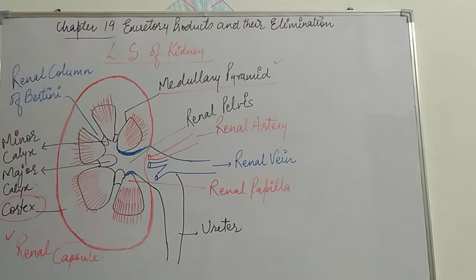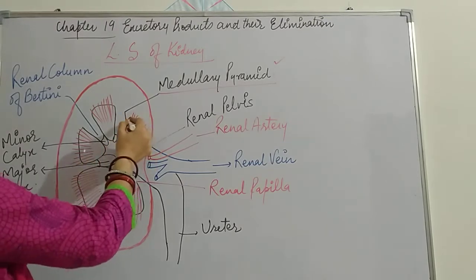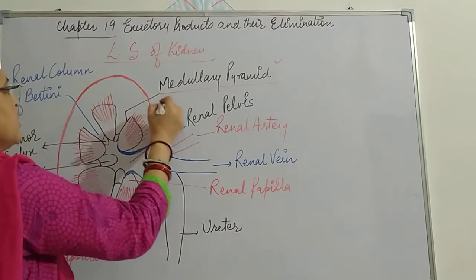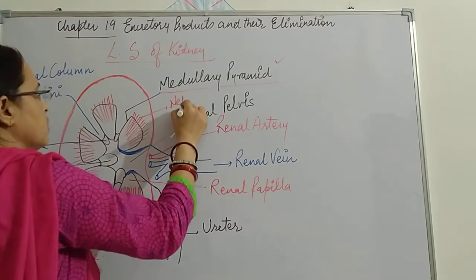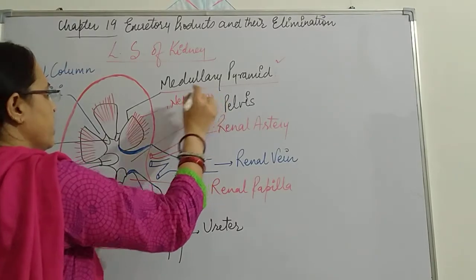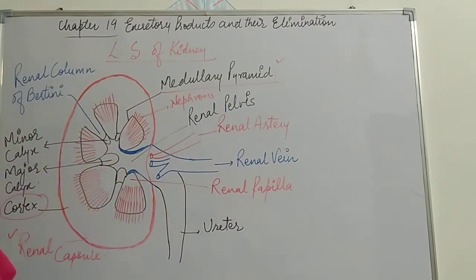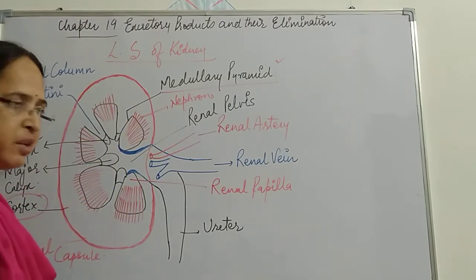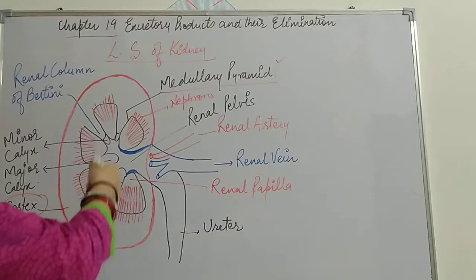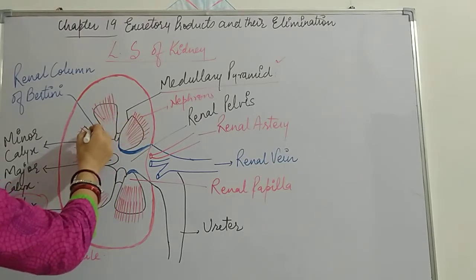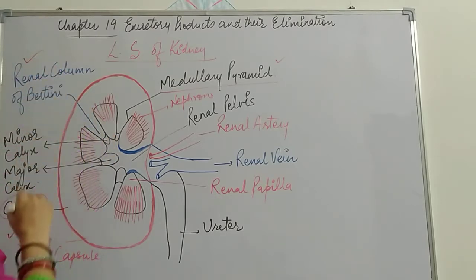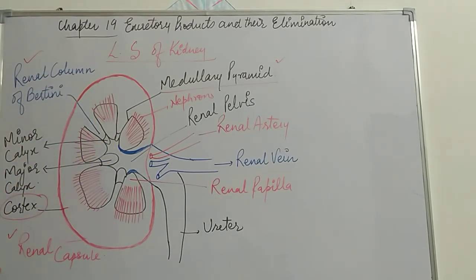Next, these pyramids contain the nephrons, and these thread-like structures are the nephrons. The nephrons which are projected outside come to be known as the cortical nephrons, and those which are inside the pyramids are called the medullary nephrons. Then between the two pyramids, the space there is called the renal column of Bertini.